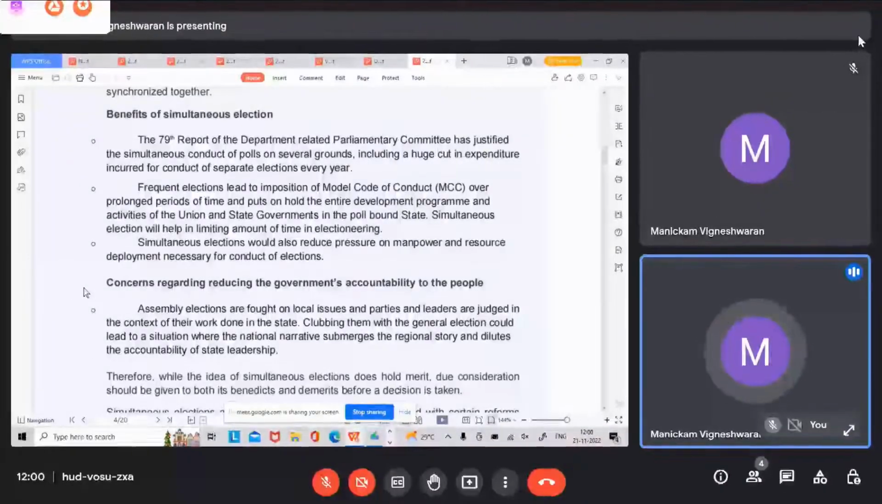Benefits of simultaneous elections. The 79th report of the Department-related Parliamentary Committee has justified simultaneous polls on several grounds, including a huge cut in expenditure incurred for conducting separate elections every year. Frequent elections lead to imposition of the model code of conduct over a prolonged period of time, which puts on hold the entire development programs and activities of the Union and state governments in the poll-bound state. Simultaneous elections will help limit the amount of time in electioneering. They would also reduce the pressure on manpower and resource deployment necessary for conducting elections.